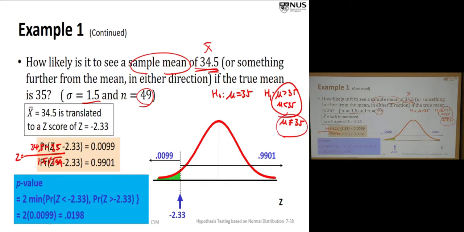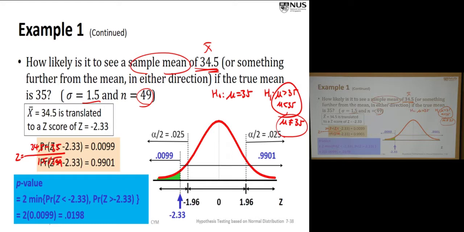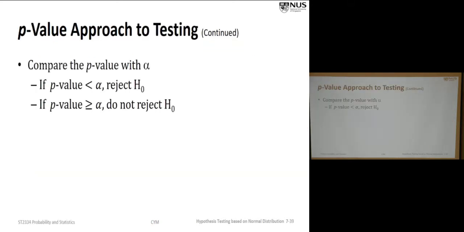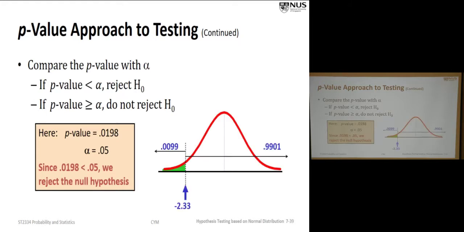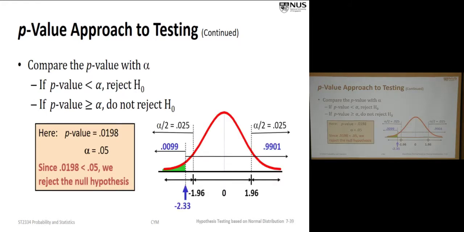It's so small, less than 5%, so we reject the null hypothesis. In fact, it's the same conclusion if you use the critical value approach. You reject the null hypothesis if the value falls in the rejection region, and it happens that minus 2.33 falls in the rejection region. So whether you use the critical value approach or the p-value approach, the conclusions are the same. This is less than 5%, so we reject the null hypothesis.